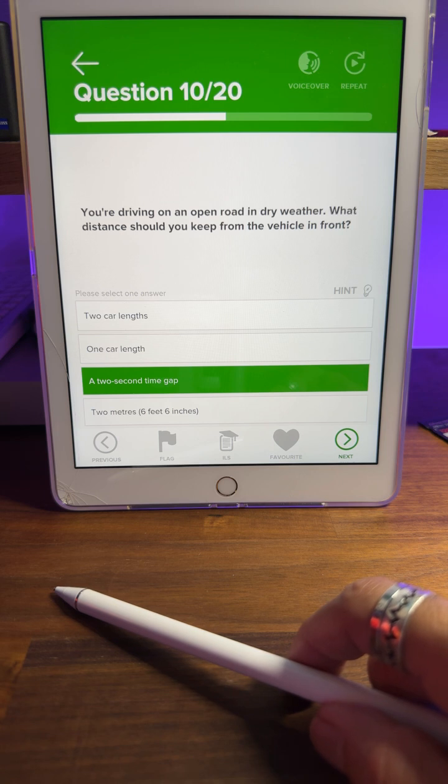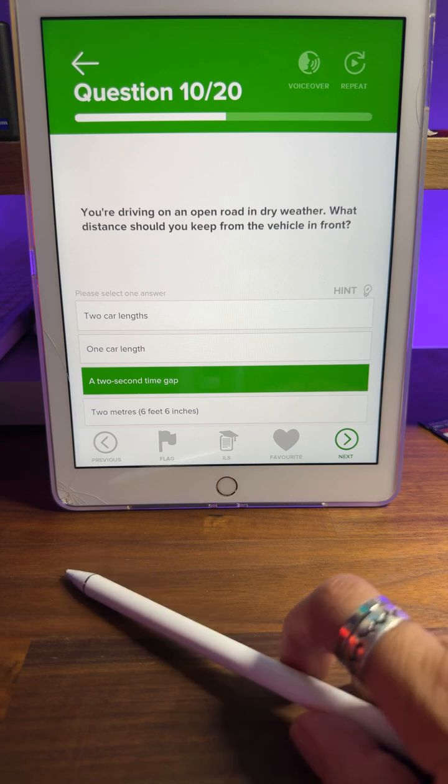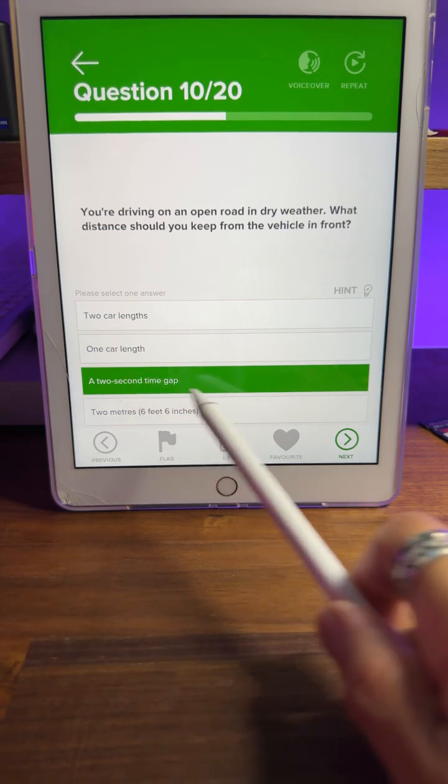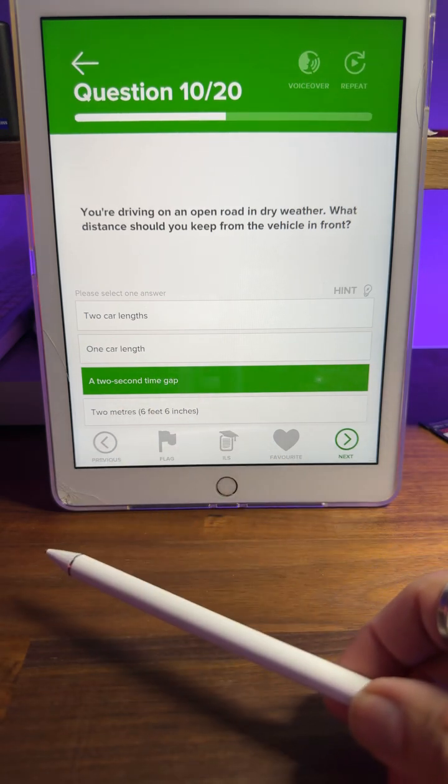Trying to think. I can't remember whether he did or not. If he said he did, then he did. Okay, so the answer is C on this one. A lot of you are actually saying C. It is a 2-second time gap, okay?